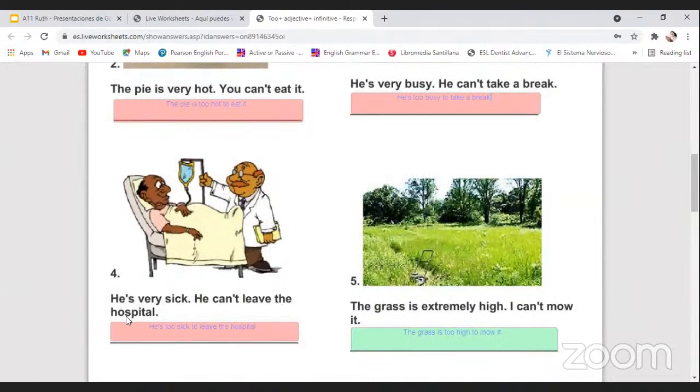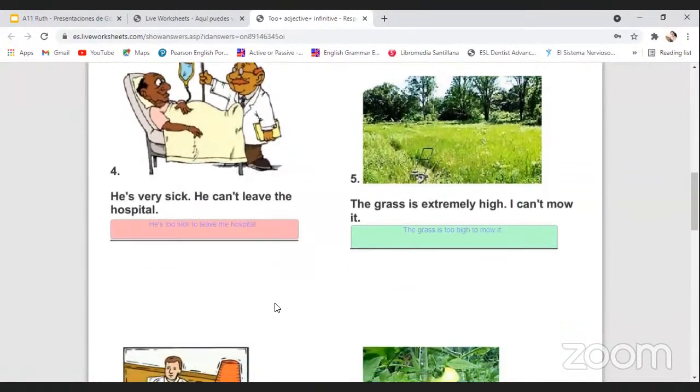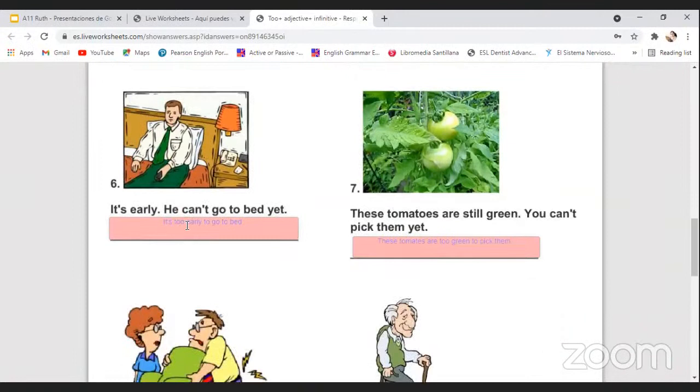Okay. And leave the hospital. He's too sick to leave the hospital. Yeah, that's correct. All right. Here it was because of the abbreviation, because in the answer given, it is not abbreviated, but it's correct. This one is also correct. So everything is correct until here. And this one, it's too early to go to bed. The same because of the contraction, right? But it's correct. Grammarly is absolutely correct. It's just because of the typos in the practice.